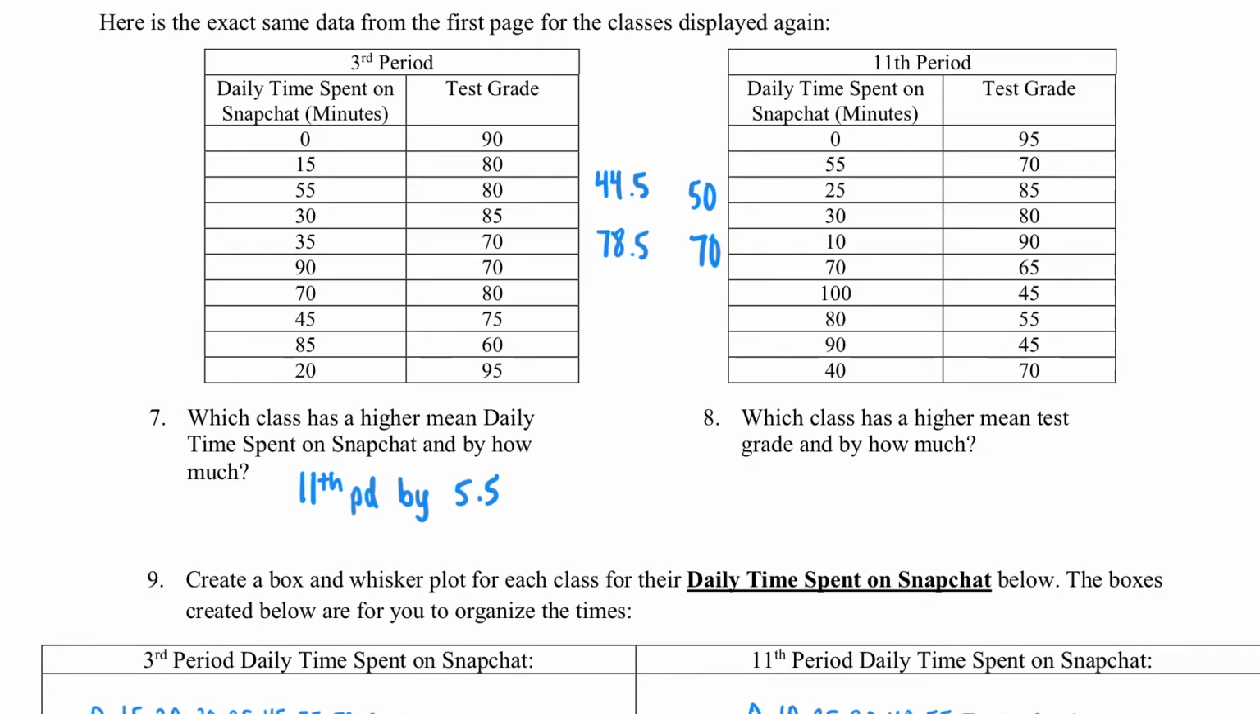All right, and then we get to number 8. Which class has a higher mean test grade and by how much? So I just did the same thing, except instead of Snapchat, we do the test grade. And it looks to me like third period has the advantage.